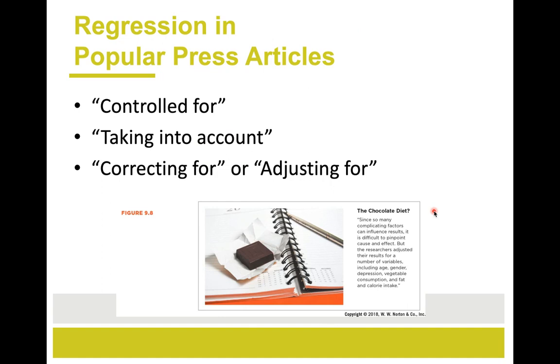So you'll hear these particular phrases a lot, maybe in the popular press and news articles. And we want to look for some key terms when we're reading these things to try and interpret them, such as controlled for, taking into account, correcting for, adjusting for. These are often indicators of a multivariate correlational or multivariate regression analysis, because that's what those analyses do. They take into account, they adjust for, they control for.